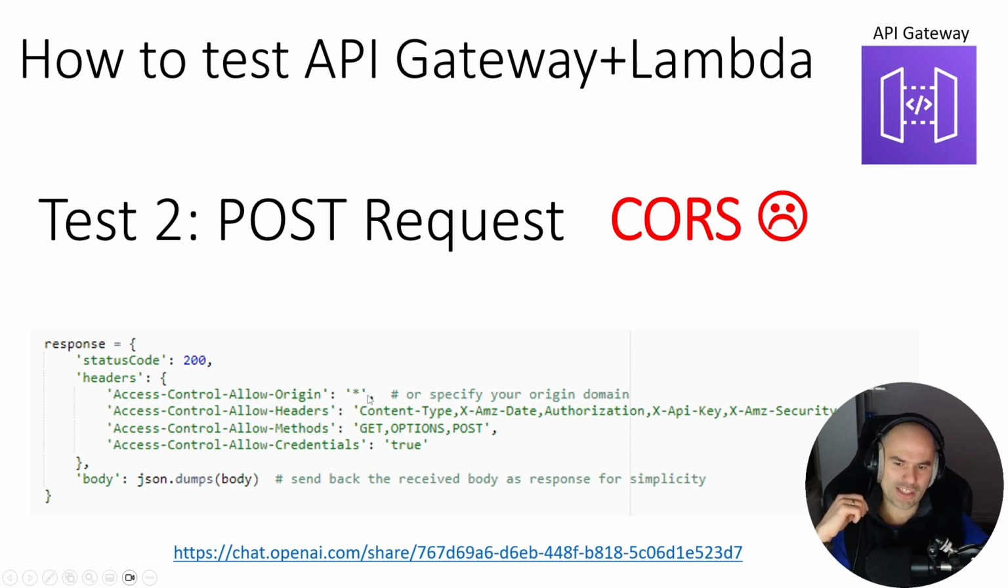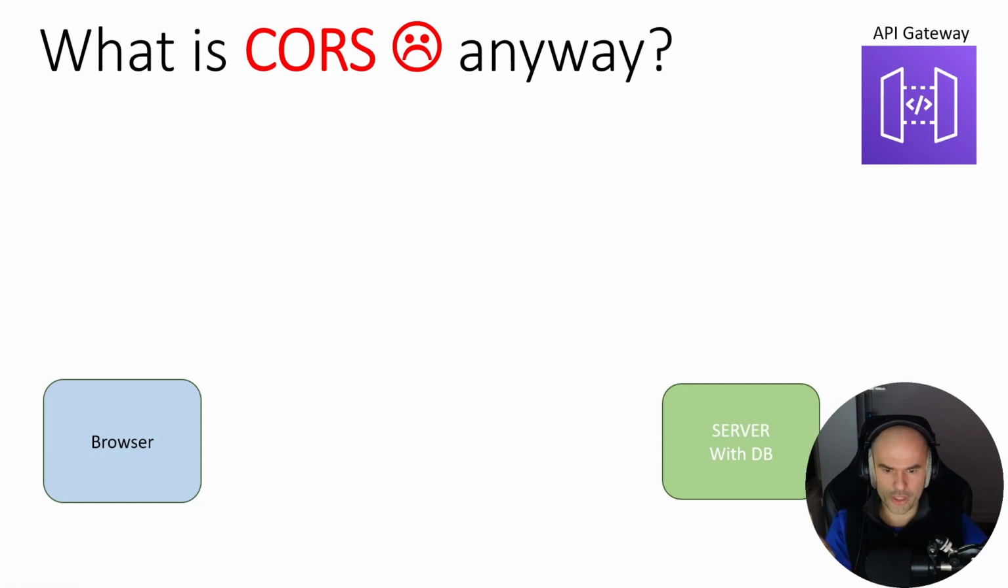This allow origin is like allow everything, which is actually the perfect setting for GET requests, because there's no risk with GET requests. But once you start reaching into the database, then the best practice is to specify the origin, the URL of the website that's going to be making the post requests. Okay, let's unpack what I'm talking about a little bit further.